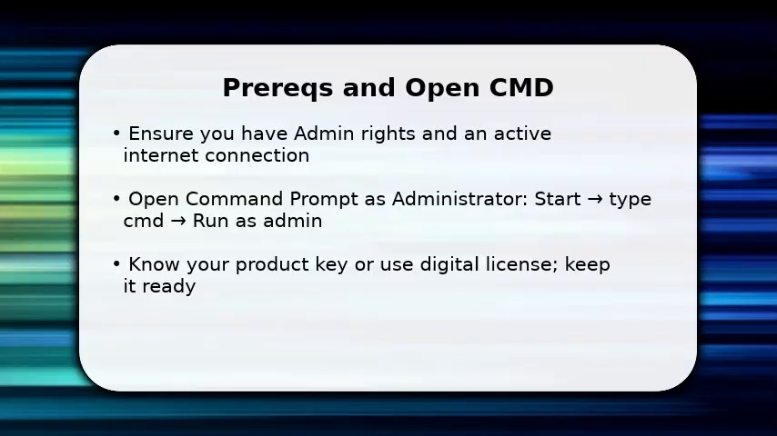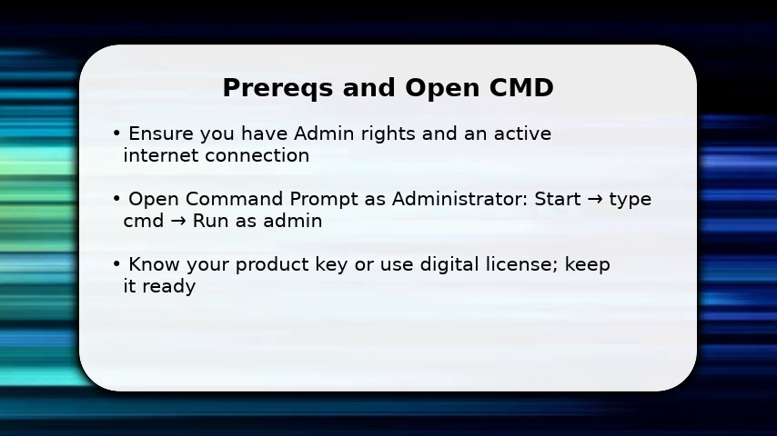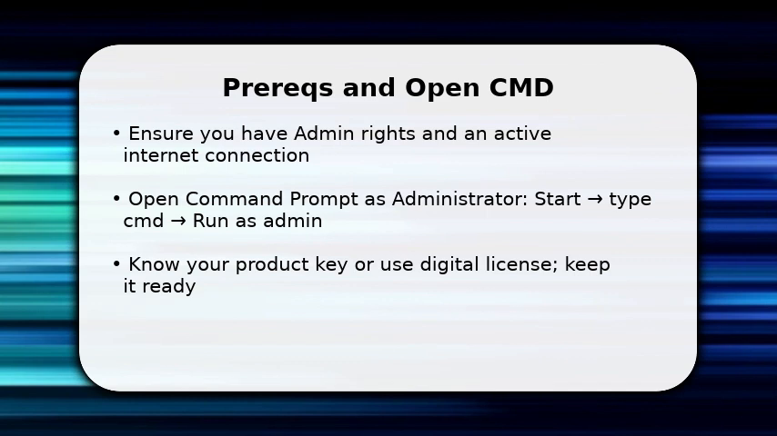You need administrator privileges and an internet connection. Once you have those, open Command Prompt as Administrator. Type CMD in Start, right-click and choose Run as Administrator. This lets you run the activation commands without permission errors.